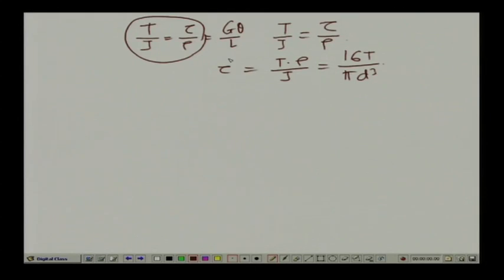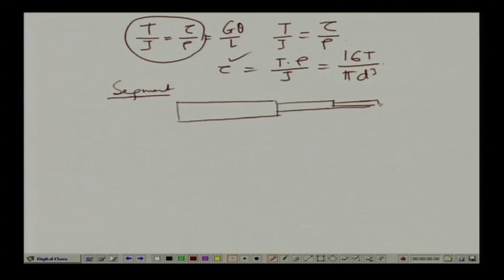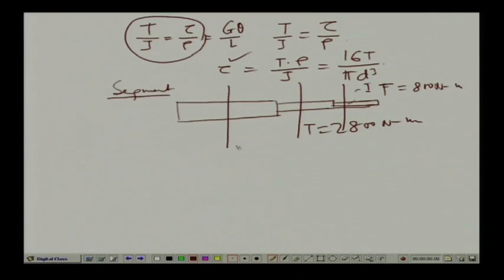Now, we need to compute the value of stress in 3 different segments. For segment 1, we have the values of the twisting moment. The shaft is a stepped one. For segment 1, if we cut a section over here and take the free body diagram, then we will have a twisting moment of 800 Newton meter. For segment 2, we will have a twisting moment of 2800 Newton meter, and for segment 3 we will have 5800 Newton meter.